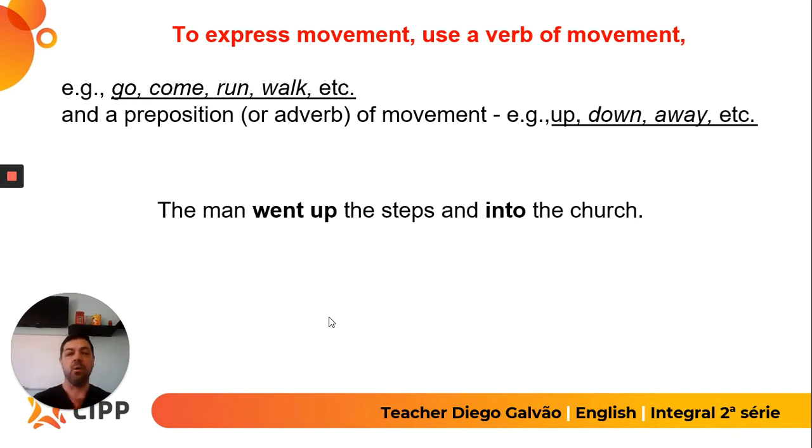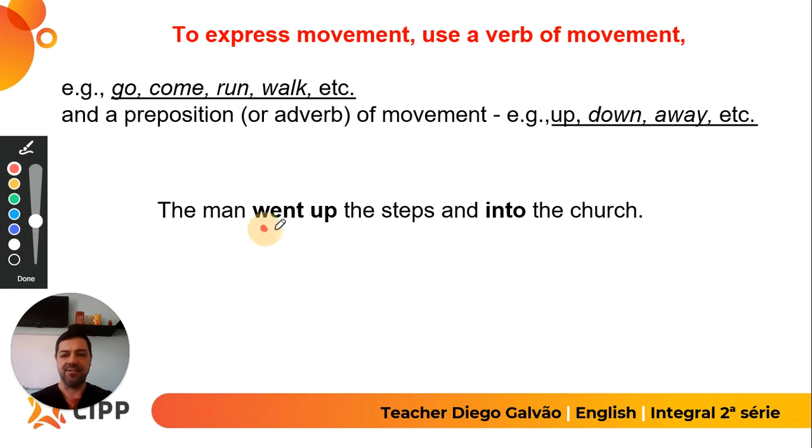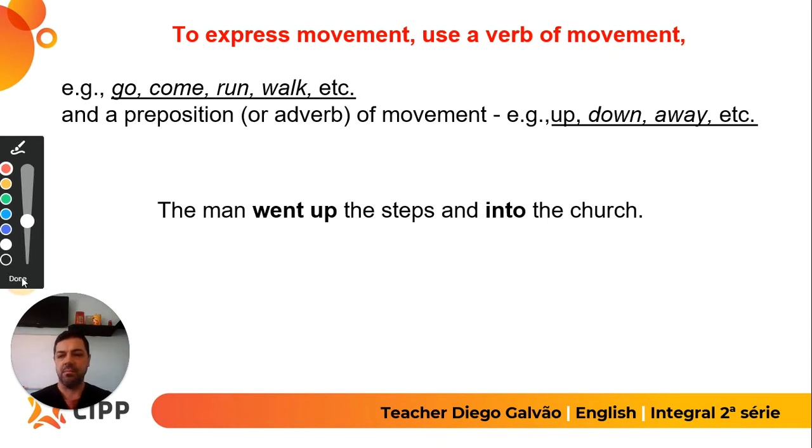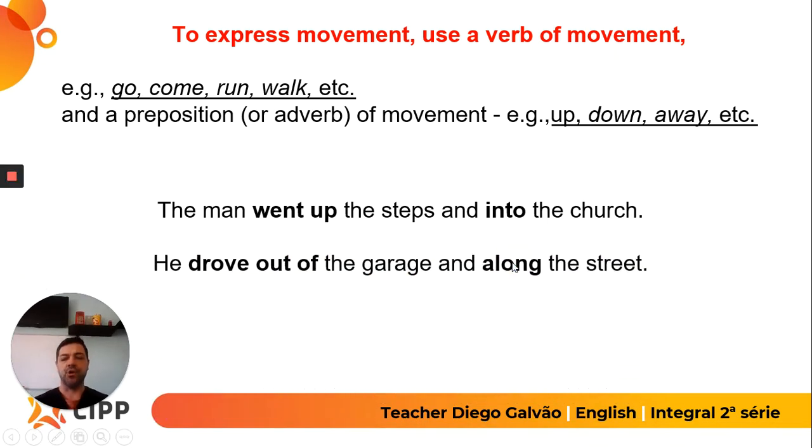Examples. The man went up the steps and into the church. The idea is the verb is here, went. And you have 2 prepositions, went up and went into the church, because the sequence of movements happens here. And the other example is that he drove out of the garage and along the street. So he drove out of the garage, one preposition, and he drove along the street. It's another preposition using the same verb, drove.